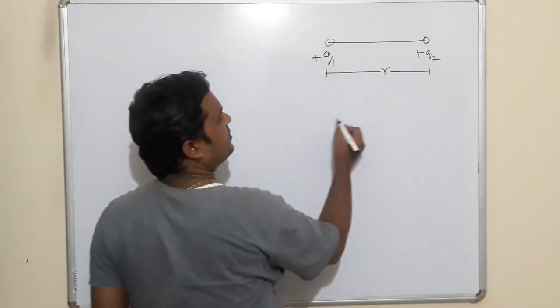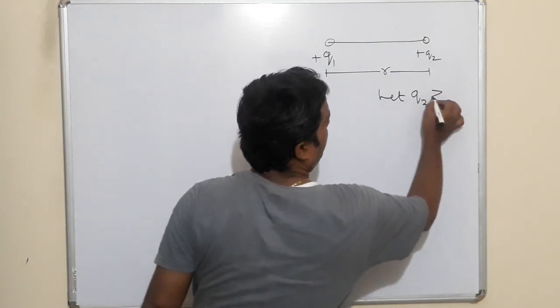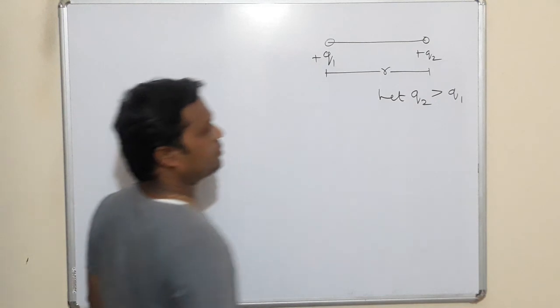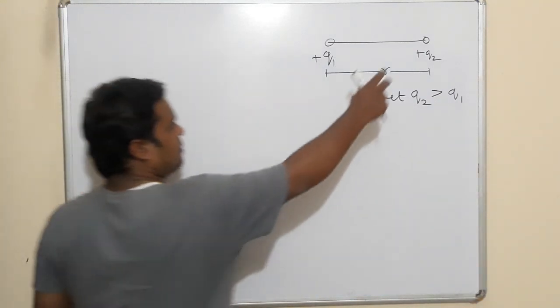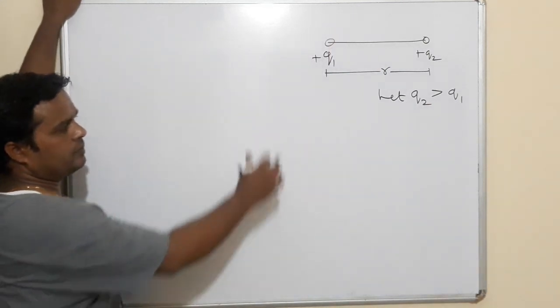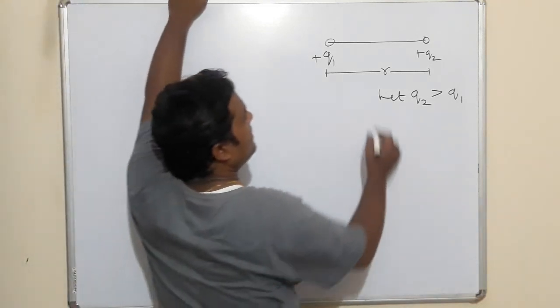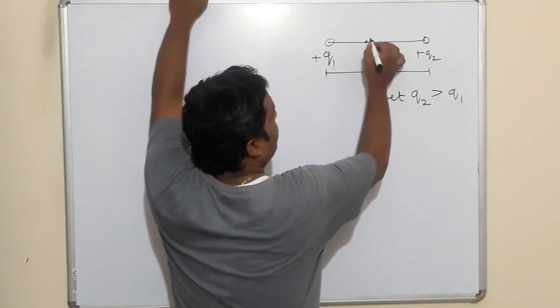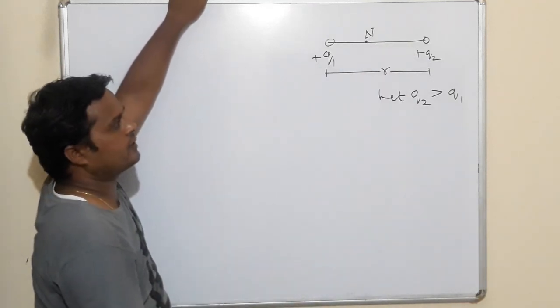That means, let us suppose the magnitude of Q1 is more than Q2. Q2 is more than Q1. Let us suppose like that. This magnitude is more compared to this. Since both are positive, we can say Q2 is more than Q1 essentially. And let us assume that the neutral point is somewhere here, in between the two charges.